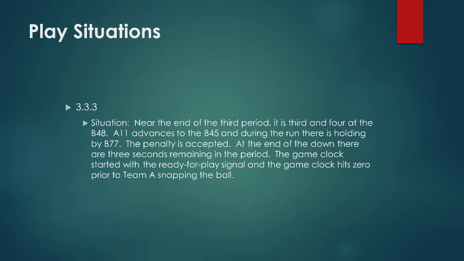So first one, situation 3.3.3. Near the end of the third period, it is 3rd and 4 at the B48. A11 advances to the B45, and during the run, there is holding by B77. The penalty is accepted. At the end of the down, there are 3 seconds remaining in the period. The game clock started with the ready for play signal, and the game clock hit 0 prior to Team A snapping the ball.